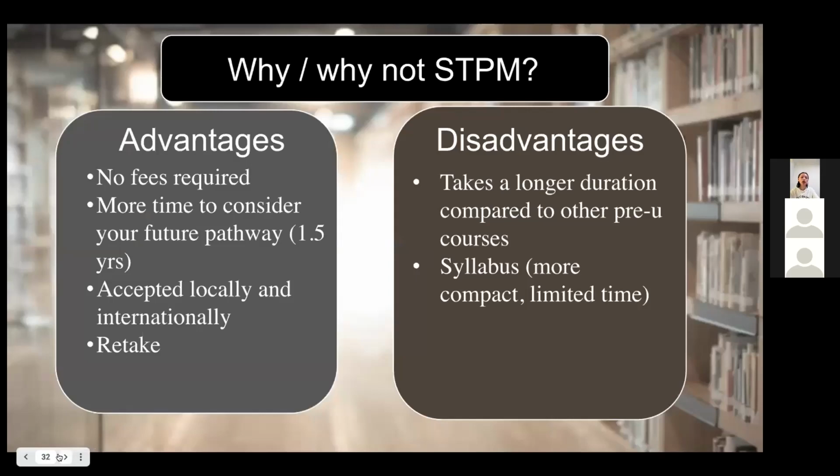Next. So why choose STPM? The advantages are that with STPM you will not need to pay any tuition fee for your course. But of course, there are some fees, like exam fees, which only cost about a few hundred. And you have more time, 1.5 years, to consider your future pathway if you are still uncertain about your ambition or career choice. STPM is accepted both locally and internationally. And if you are unsatisfied with your result, there's always an opportunity to retake.